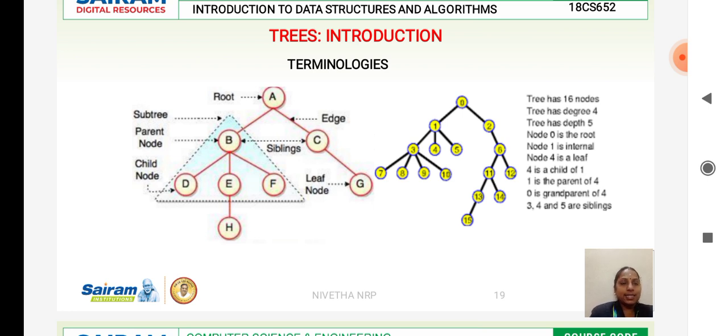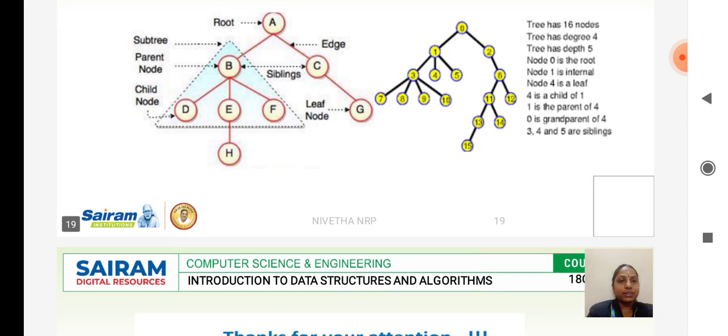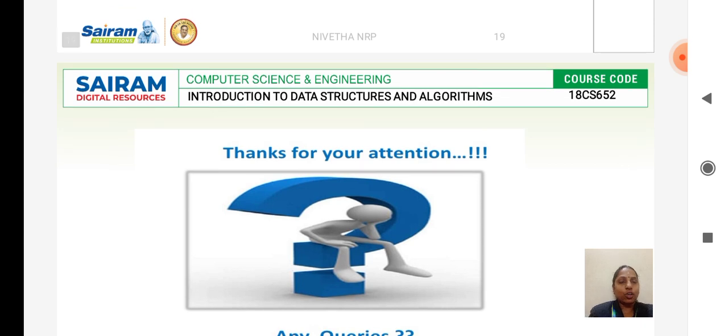So totally the tree has 16 nodes, and the tree has a degree of 4, and the depth is 5, and the root node is A, and the leaf nodes are D, H, F, G. We have siblings: two siblings for D and one sibling for B, and A is acting as the root node here. These are all the basic terminologies we have with the tree. This is all about the basic concept of tree ADT. Thank you all.